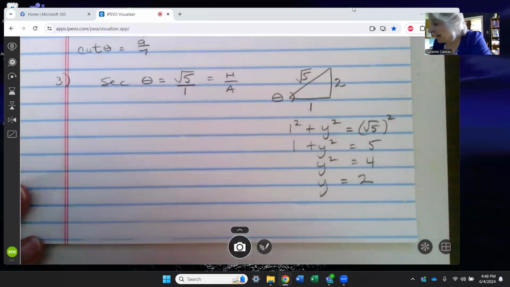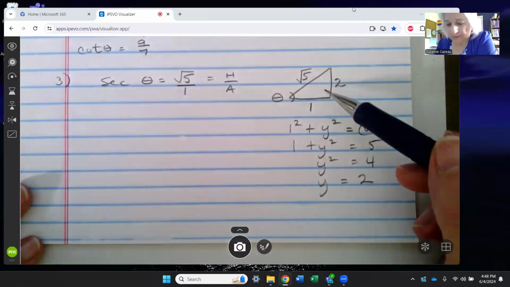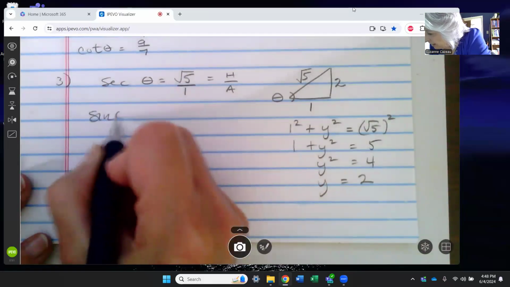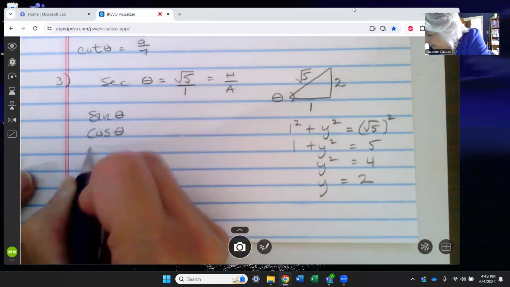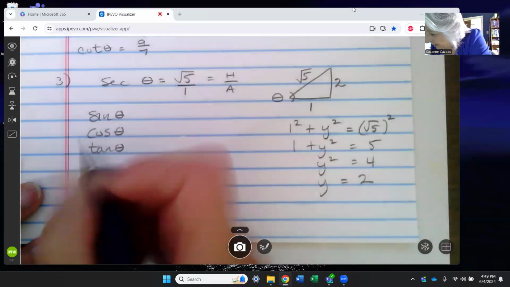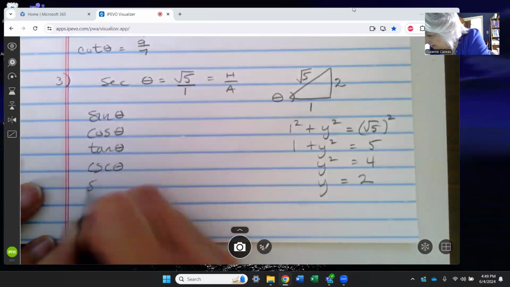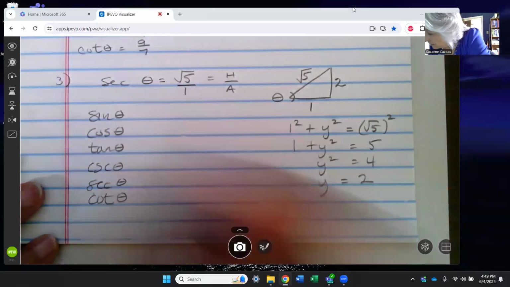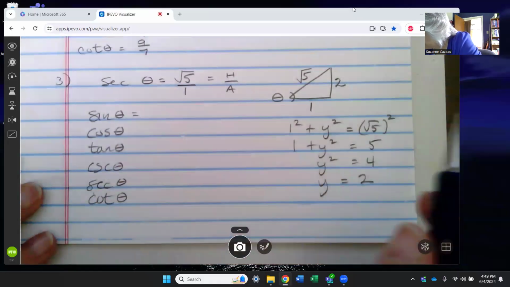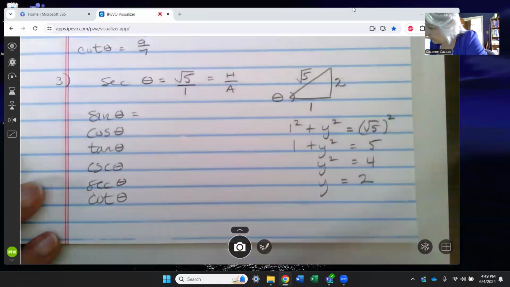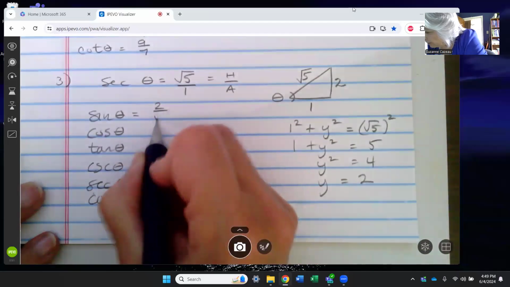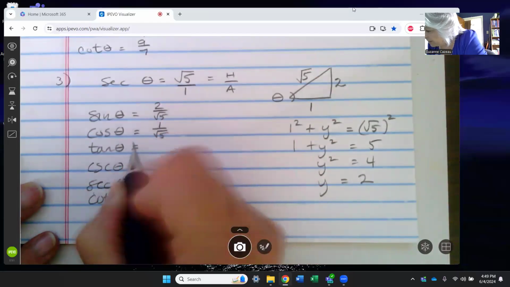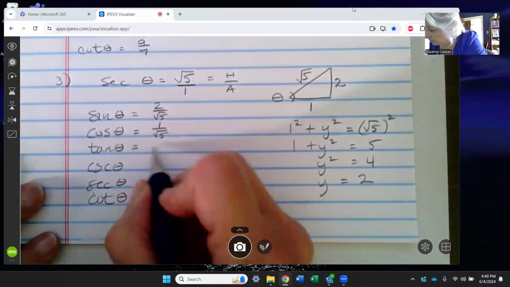Okay. So now that we have all the sides here, we can get all the trig functions. I'll just list them out. Sine of theta, cosine theta, tangent theta, cosecant theta, secant theta, which we already know, and cotangent theta. So opposite over hypotenuse is going to be 2 over root 5. Adjacent, 1 over root 5. Opposite over adjacent, 2 over 1 is just 2.